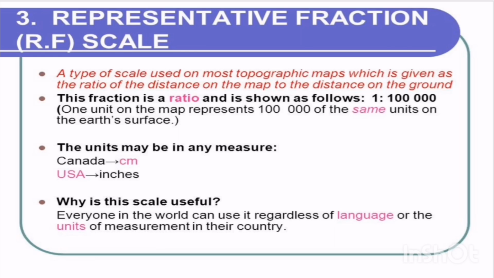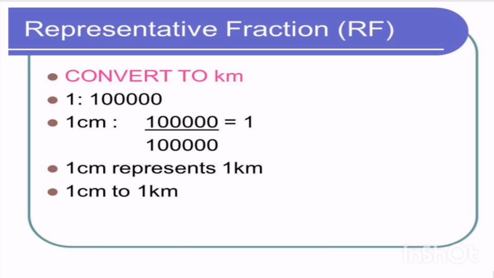Means it is the map distance to the ground distance. So if we write RF, representative fraction, is equal to 1:10,000, then what would it mean? It would mean that 1 centimeter on the map represents 10,000 centimeters on the ground.